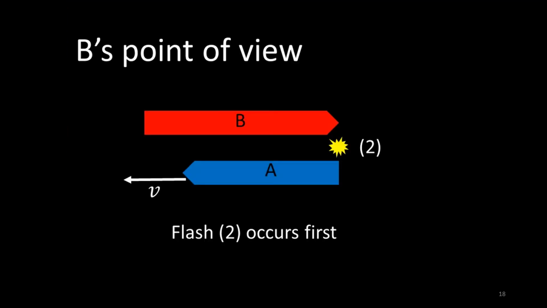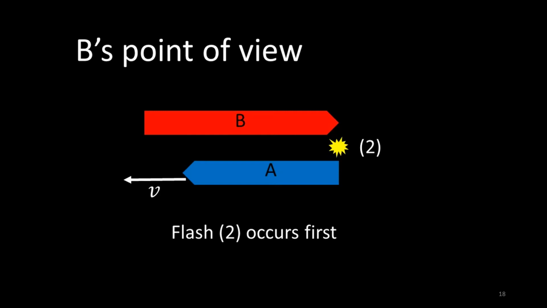Up to now, we have looked at the scenario from A's point of view. Let's now look at it from B's point of view. In doing this, we must work with the basic principle that both A and B must agree on the facts, and these are that A received both signals simultaneously and that B received signal 2 first and signal 1 later. From B's point of view, because he receives signal 2 first and signal 1 later, it must be that flash 2 occurs before flash 1.